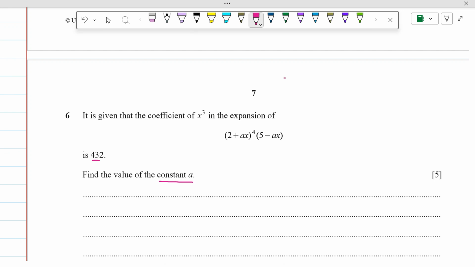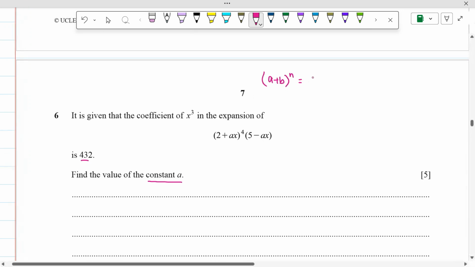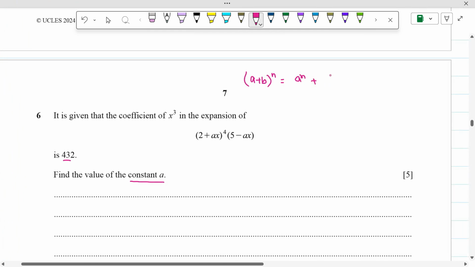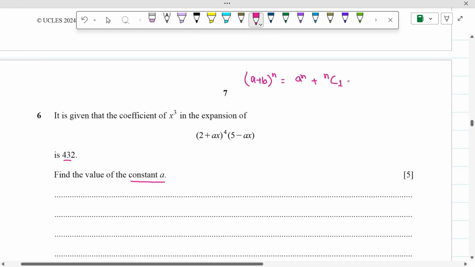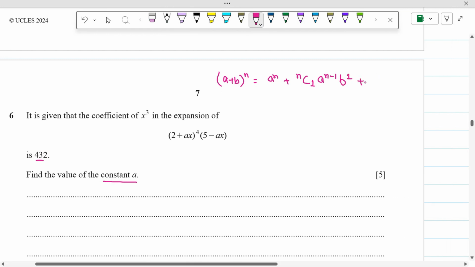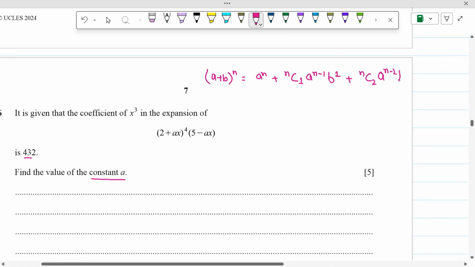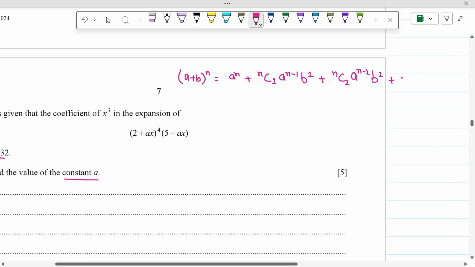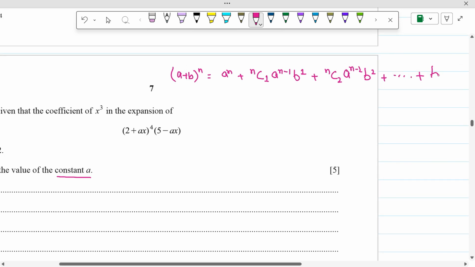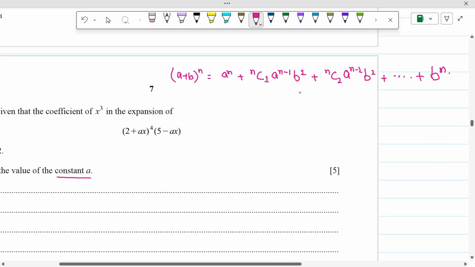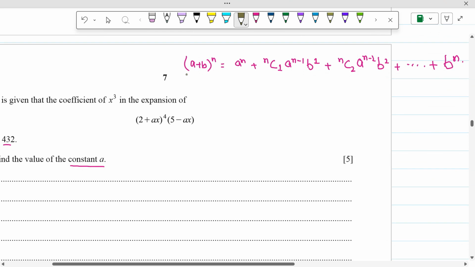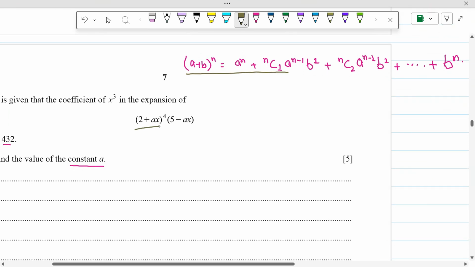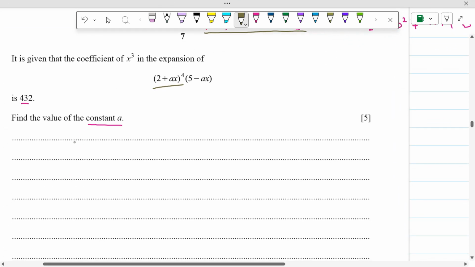We know that for the expansion (a + b) whole power n is equal to a to the power of n plus nC1 a to the power of n minus 1 times b to the power of 1, then nC2 a to the power of n minus 2 b square plus dot dot dot, up to b to the power of n. So we will apply this formula to the given (2 + ax) whole power 4.